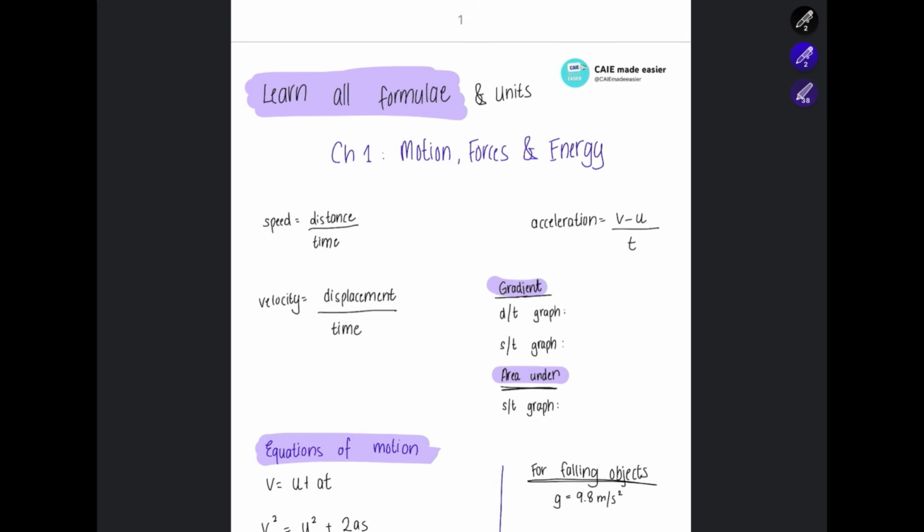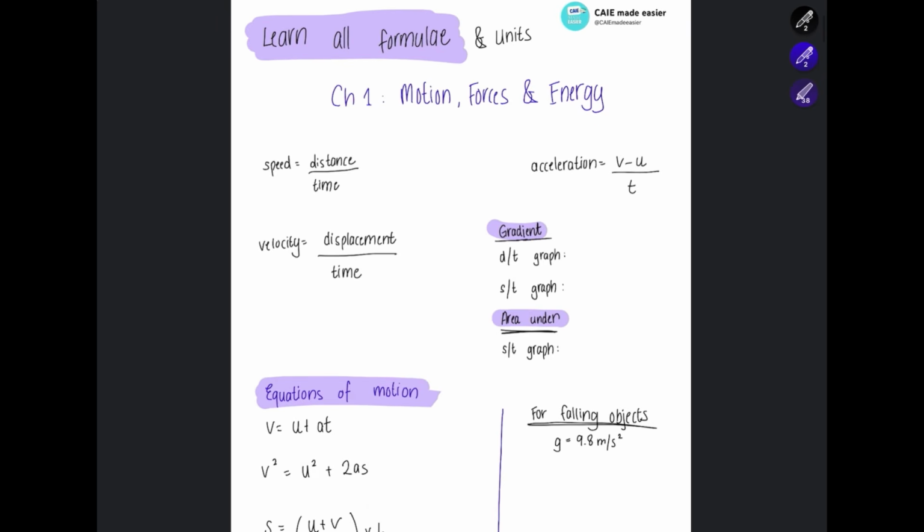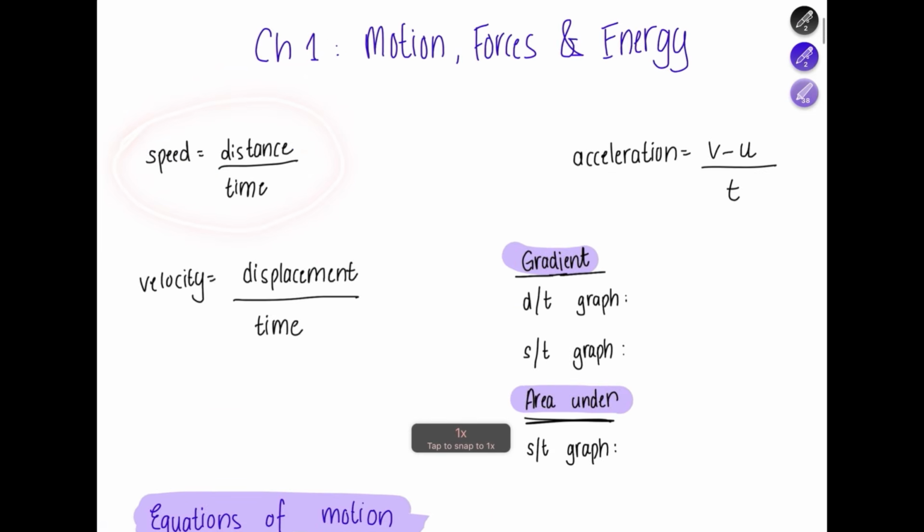Okay, so always make sure that you know all the formulas and the units. If you know the formulas and the units, you can get a lot of marks. So we're going to start with chapter 1, motion, forces and energy. We can quickly review that speed is distance divided by time. Remember, distance is meter, time is second, so it's going to be meter per second.